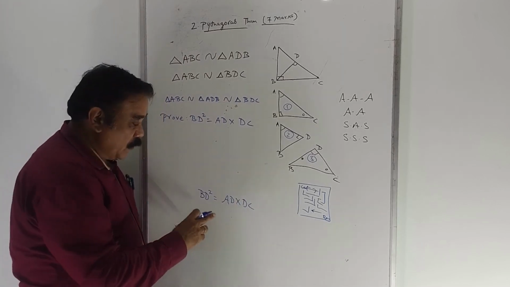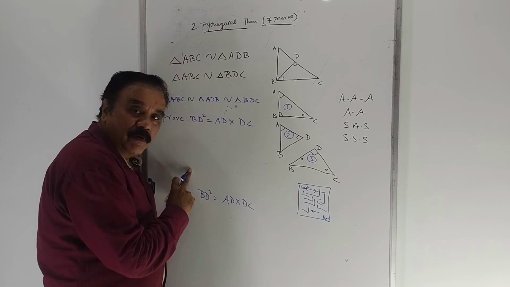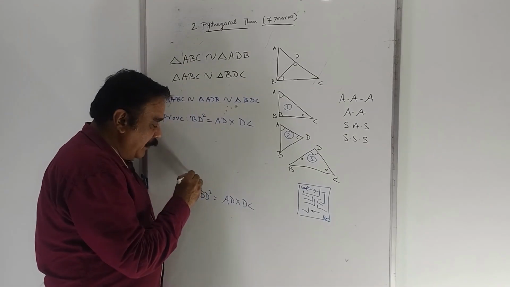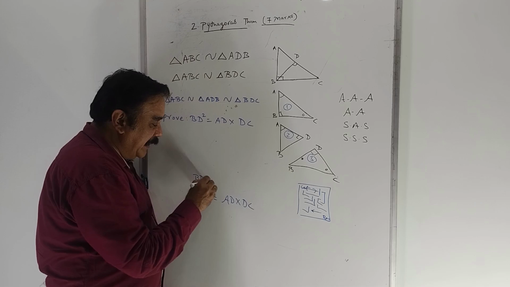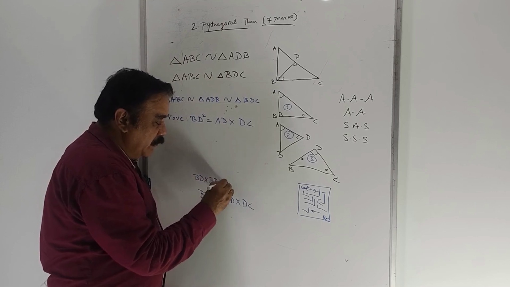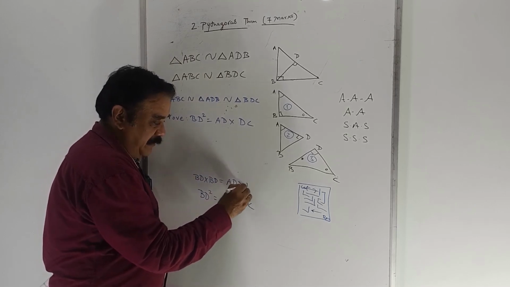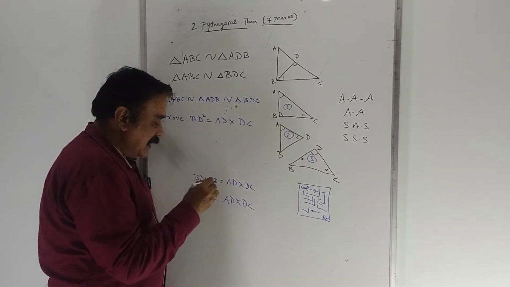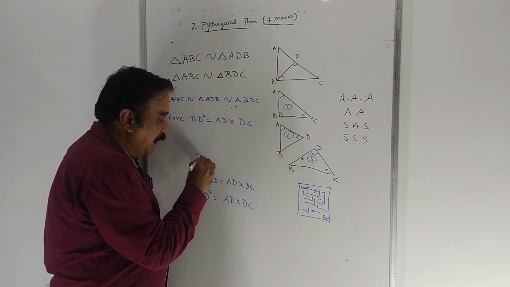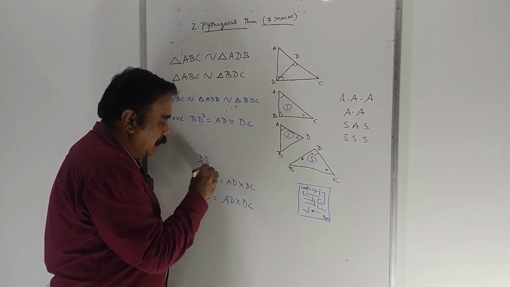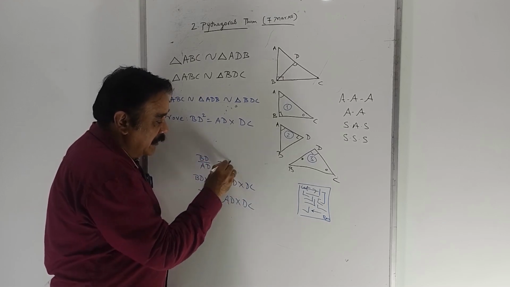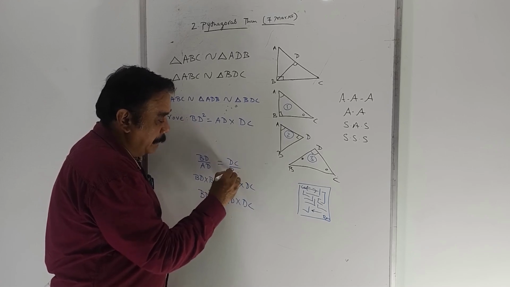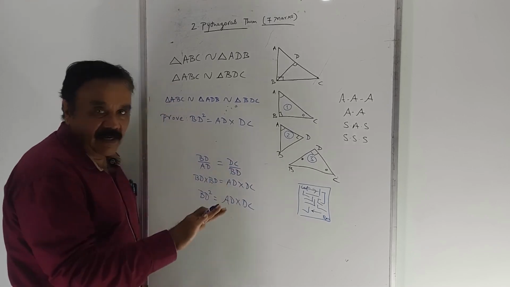Now you think in reverse. What will be my second last step? It will be BD into BD, is that clear? Will be equal to AD into DC. Followed? What will be my third last step? My third last step will be BD upon AD, will be equal to DC upon BD. This is my third last step.